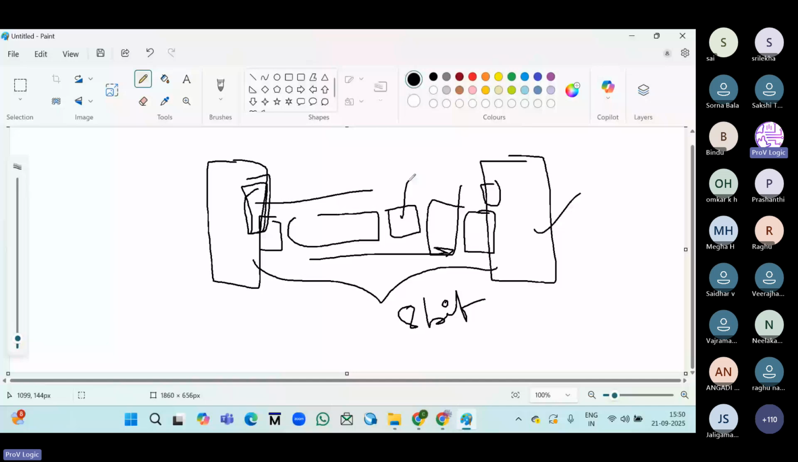APB, AHB, AXI have PSLVERR, or HRESP, or BRESP, the error and response signals. There are a lot of signals where we can detect the error properly. But in the UART protocol, we don't have that. And you're saying we are using a stop and a start bit, right? Yeah, that means the transmitter will give start.